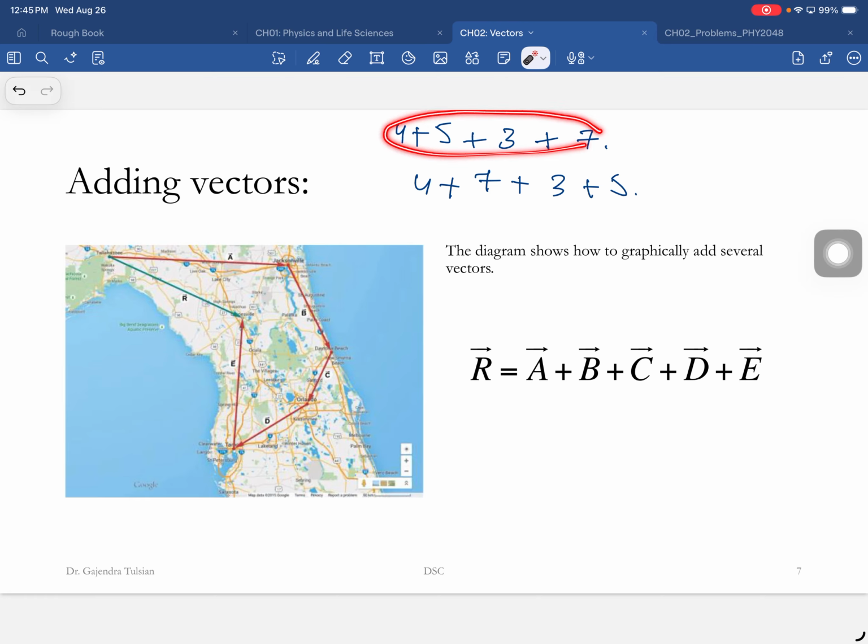Is this sum equal to this sum? Yep. Does the order of addition matter? No. So you would like to check that if that's true for vectors as well. And it turns out that it is true. Okay, so this is the kind of stuff we're doing. We're just checking mathematical properties of these objects.